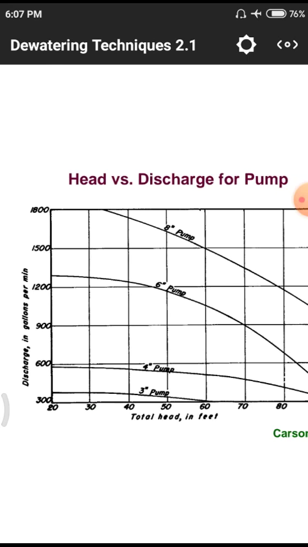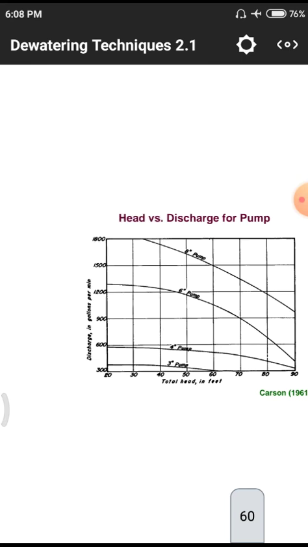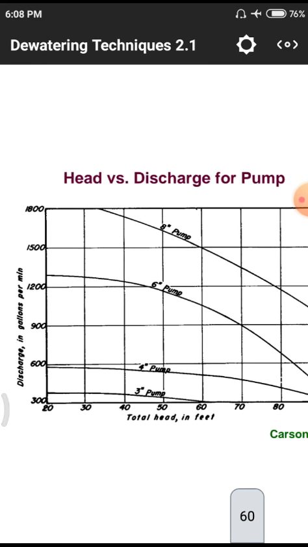This is the head versus discharge for a pump. Here also we have different diameters of pipes: a 3 feet pump, 4 feet pump, 6 feet pump and 8 feet pump. For those also we have different quantities of discharge. Those discharges also vary with the diameter of the pump we are using. Discharge is in gallons per minute, that means how many gallons are captured each minute by using these diameter pumps.